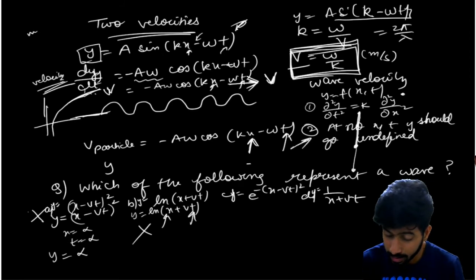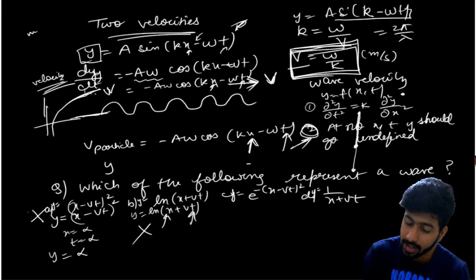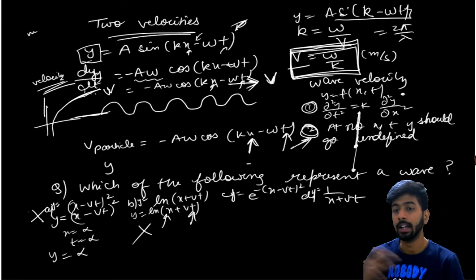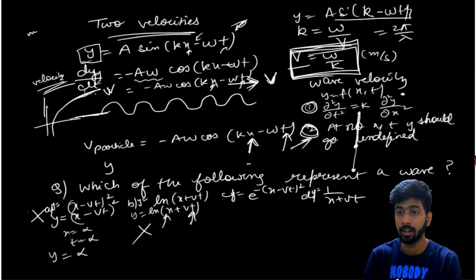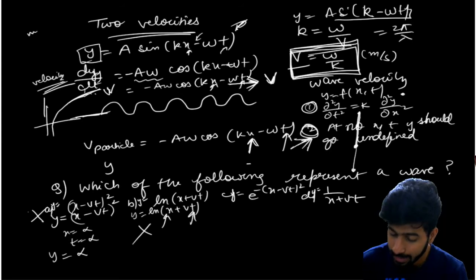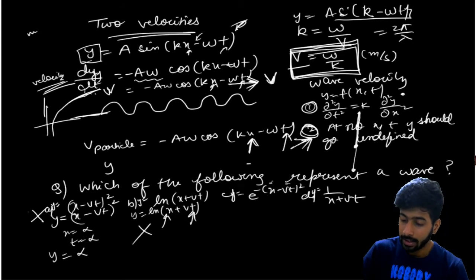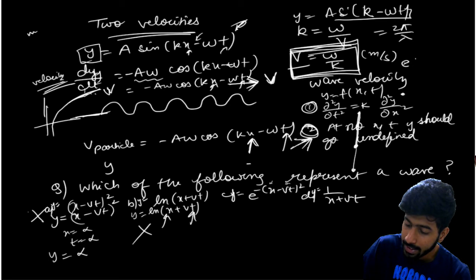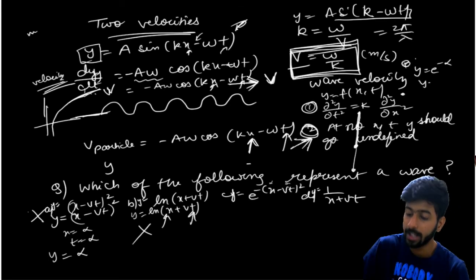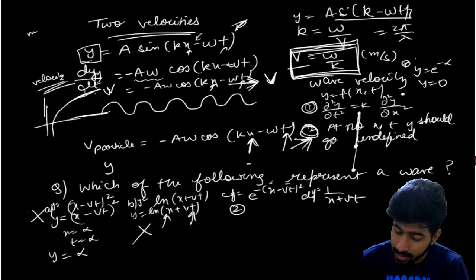Let's look at the third equation. Always try to verify the second condition first, because for the first condition you have to differentiate and then analyze the function. It's easier to verify the second condition first and then the first one. So let's verify the second condition for this. If I put x equal to infinity or t equal to infinity, then y will be something like e power minus infinity, which is 0. So y is finite, it's not infinite, so it is obeying the second condition. I'll have to check for the first condition now.